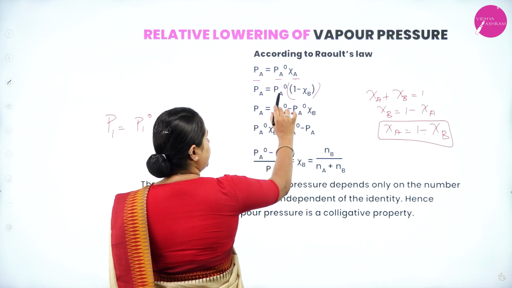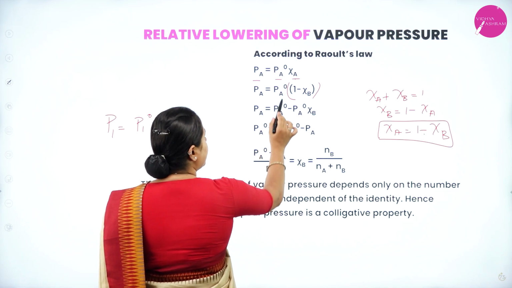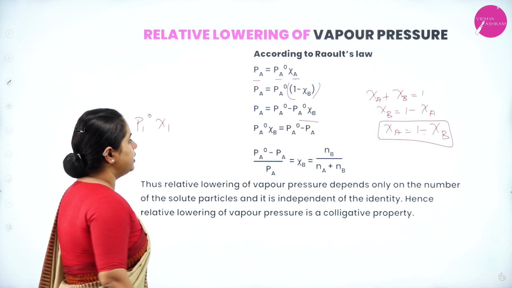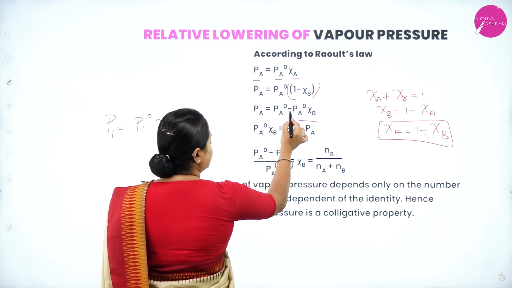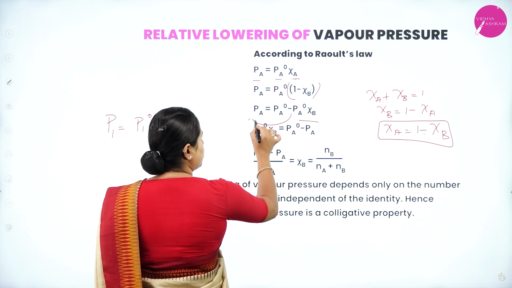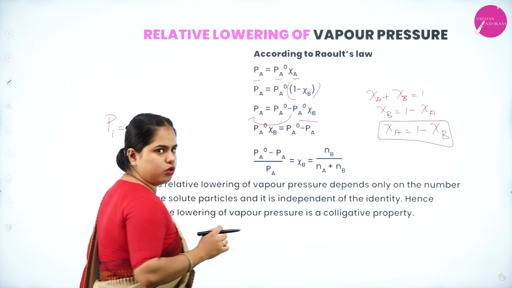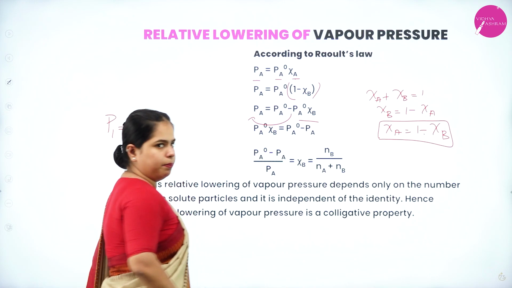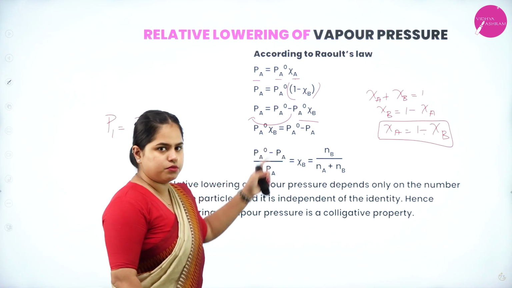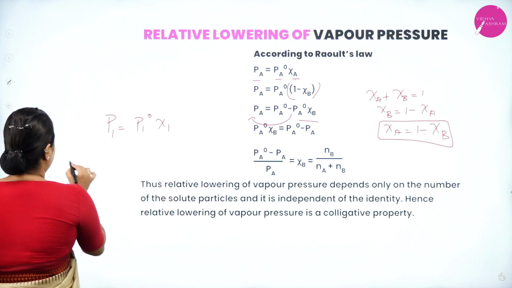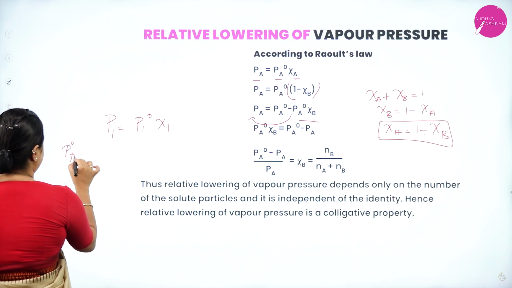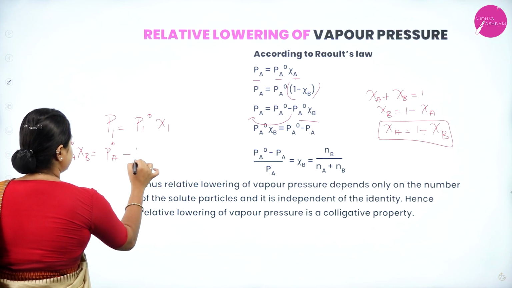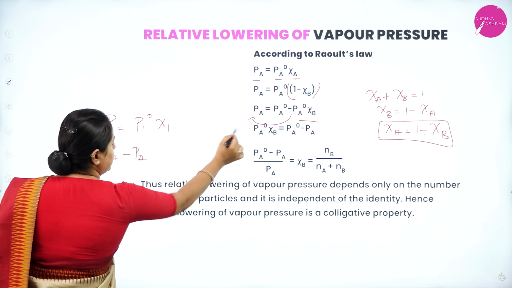Now we are going to take the P naught A inside. So you will get P naught A minus P naught A into chi B. You will get like that. Right, now again, what we are doing, this negative sign here, we are going to take it to this side and this PA will be taken to the other side. So you will get P naught A chi B is equal to P naught A minus PA. Now we have to get in terms of chi B, right? So now you have the equation here, P naught A chi B is equal to P naught A minus PA. So that is this equation that you are having.